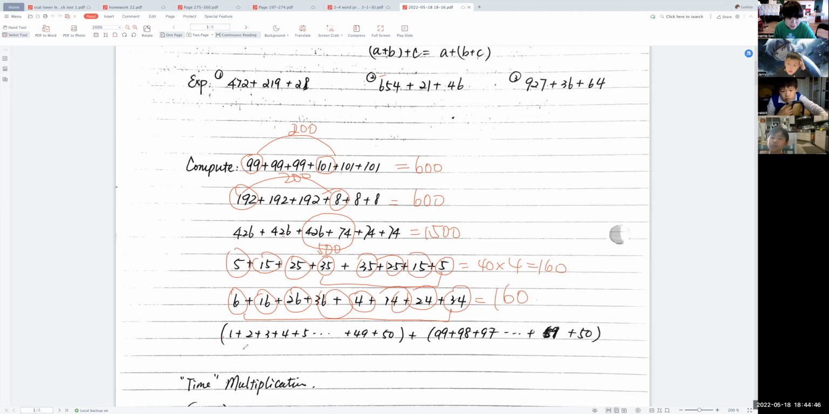Last but not the least, last one, okay? So this one and this one is 100. This one and this one is 100. This one and this one is 100. So the last one and the last one is 100. So how many numbers are there? 50 times 100 equals 5,000.